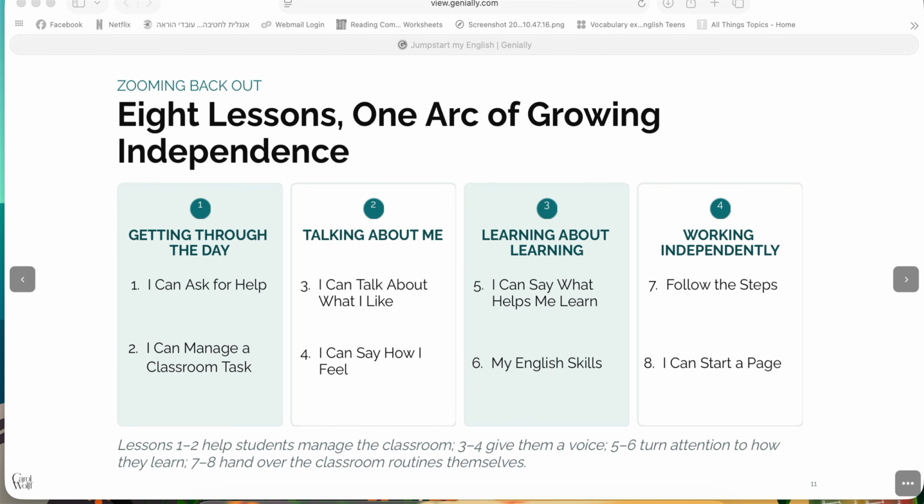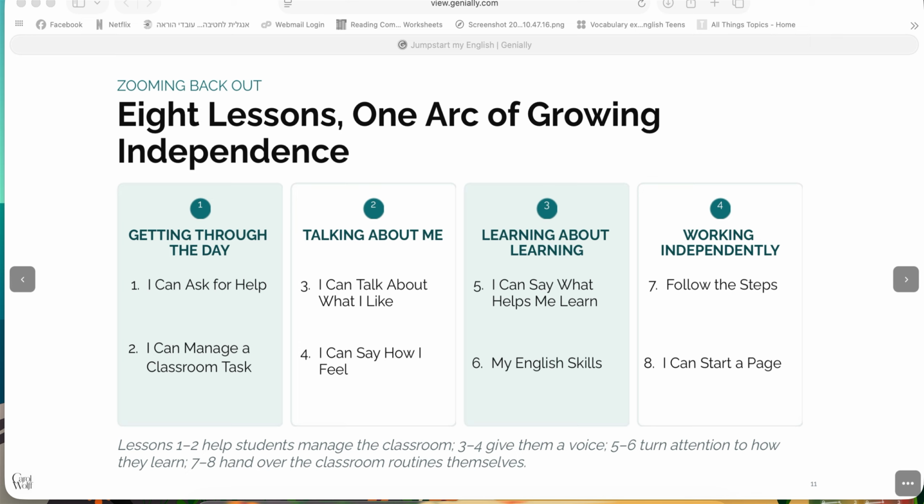The sequence is deliberate. Lessons 1 and 2 help students manage basic classroom situations. Lessons 3 and 4 give them language to talk about themselves. Lessons 5 and 6 help them think and speak about their learning. Lessons 7 and 8 introduce routines for following steps and starting a page more independently.